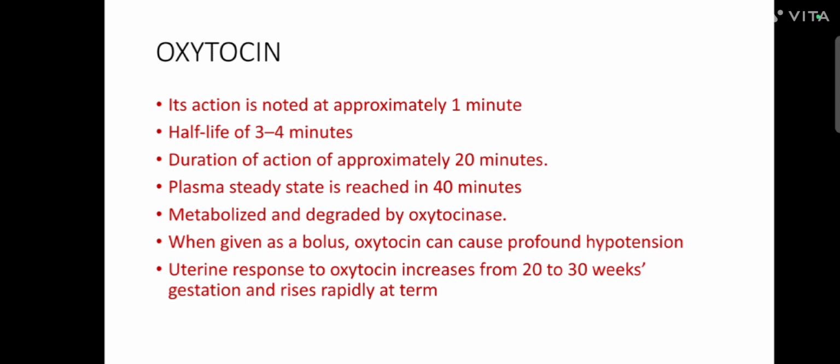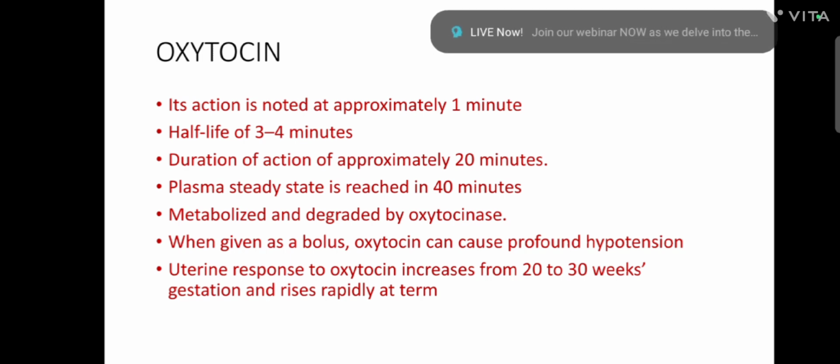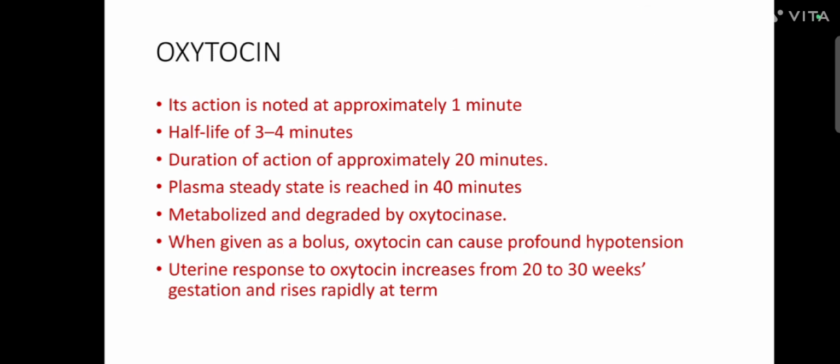What is its mechanism of action, how long does it act, and how does it act inside our body? Let's discuss. Its action is noted at approximately 1 minute. As soon as you give it, its action will be there for around 3 to 4 minutes, with a duration of action of approximately 20 minutes. Plasma steady state is reached in 40 minutes, and it gets metabolized and degraded by the oxytocinase enzyme.